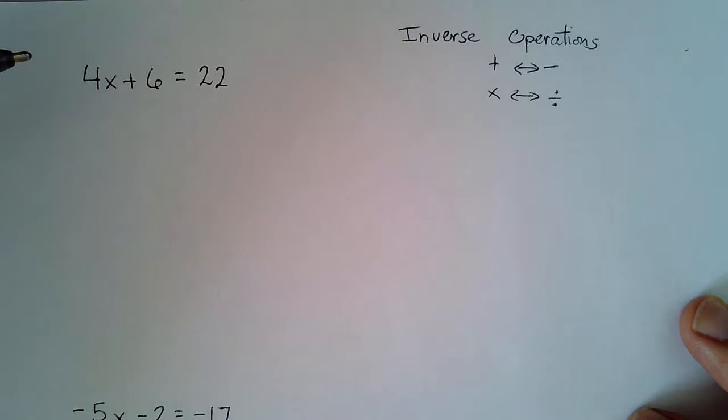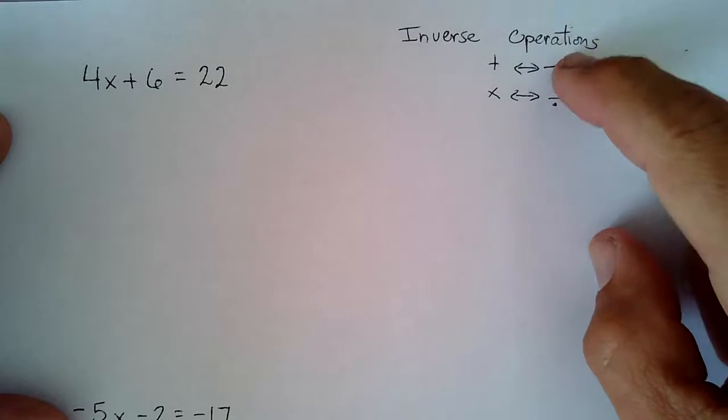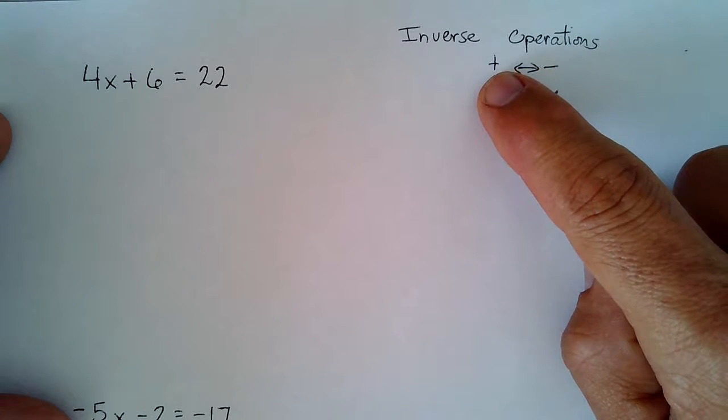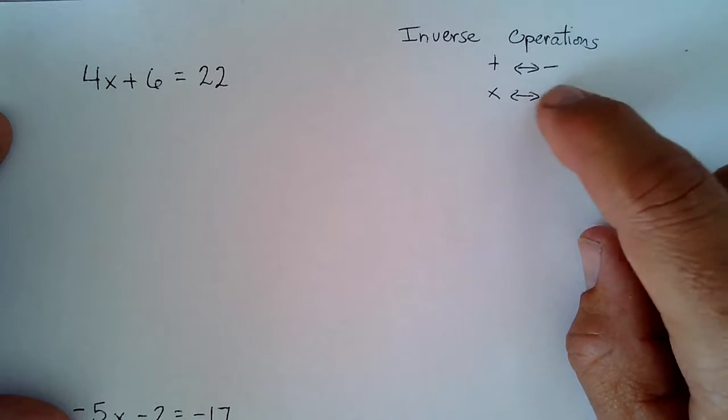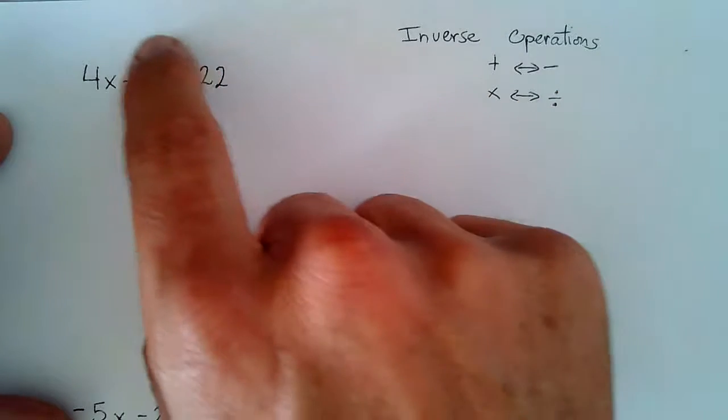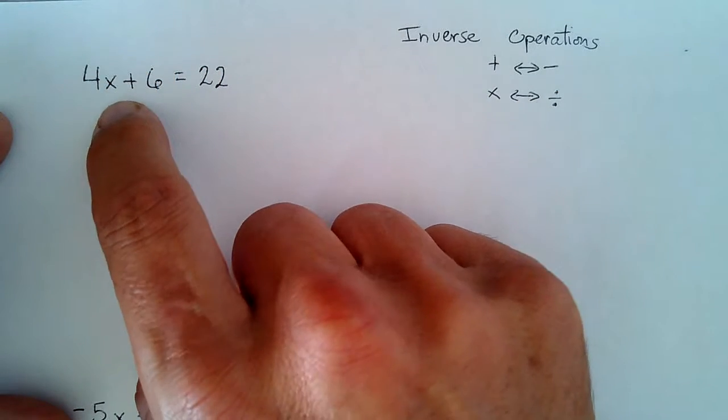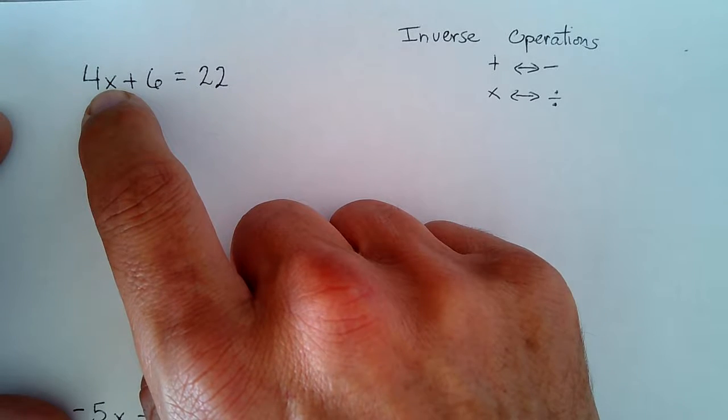All right, students, I'm going to teach you how to solve two-step equations. They're called two-step equations because usually you take 2 steps. And it's all about inverse operations. Inverse of addition is subtraction, inverse of multiplication is division, and we're going to use these inverse operations to undo what's happening and uncover what the value of x needs to be.